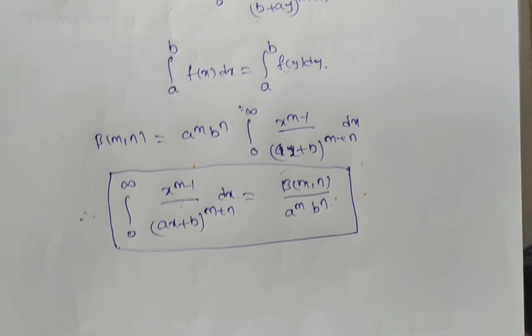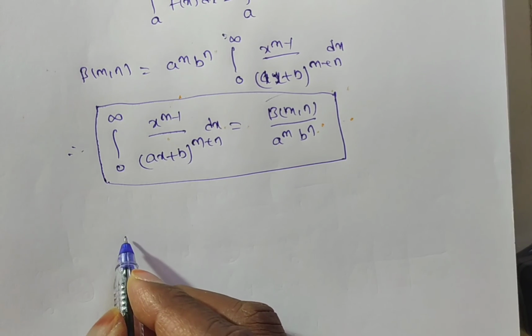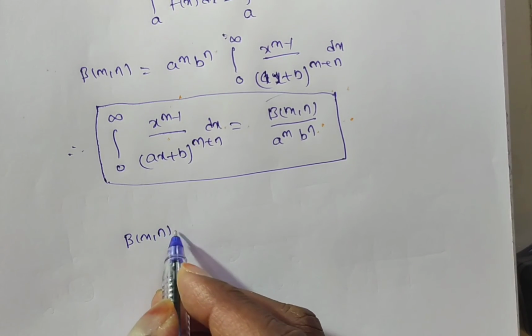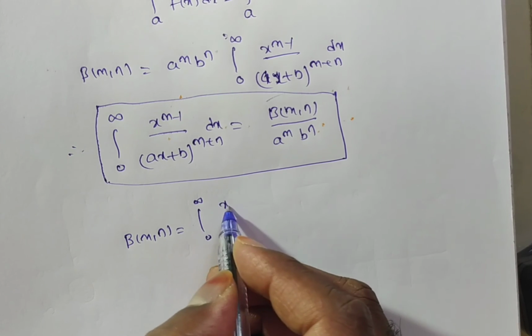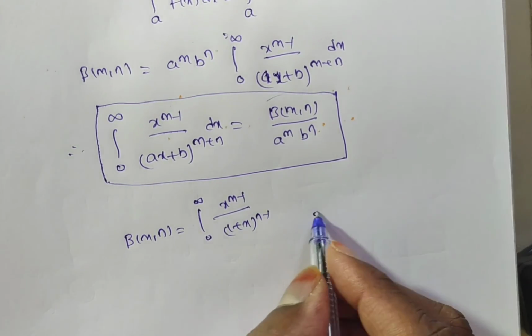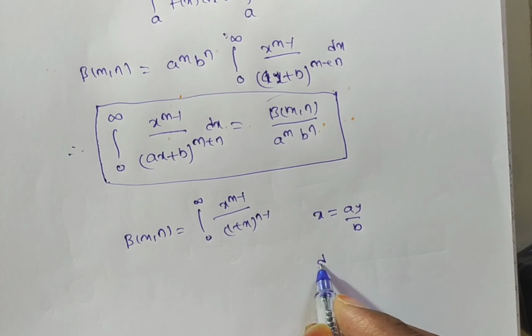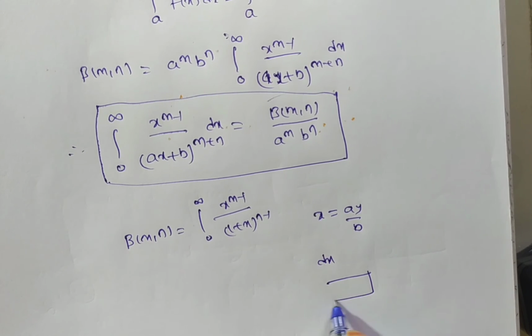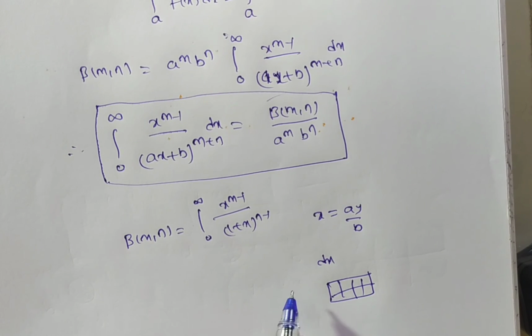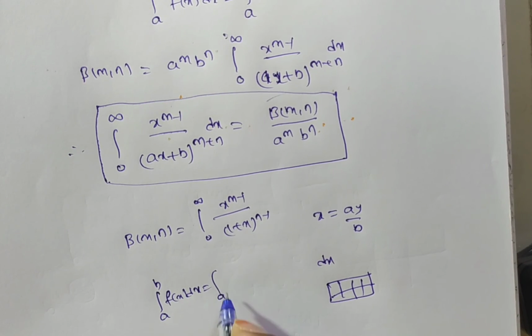So how to get form 3? I'll once again repeat. You see friends, first what we have to do, we have to write the beta of m comma n form 1, that is integral 0 to infinite x^(m-1) by (1 + x)^(n-1). So in this case you have to consider x is equal to ay by b. Then find out the dx value and find the limits also. You substitute this one and simplify, and by using the definite integral property integral f(x) dx is equal to integral a to b f(y) dy, then you will get the answer.